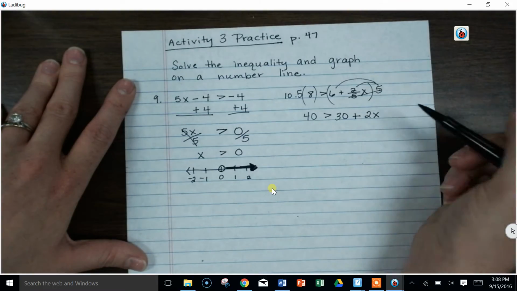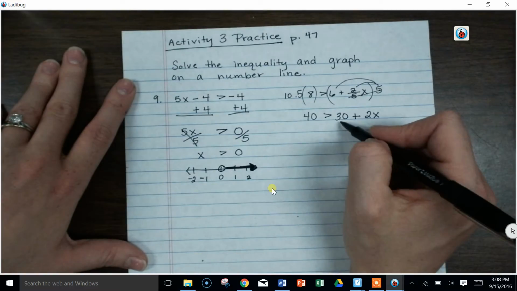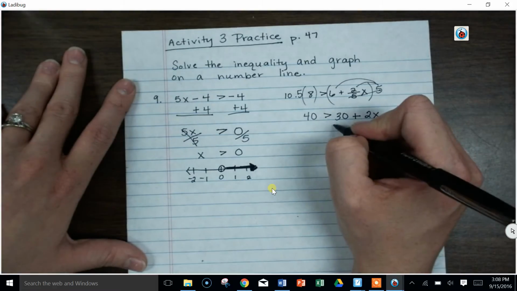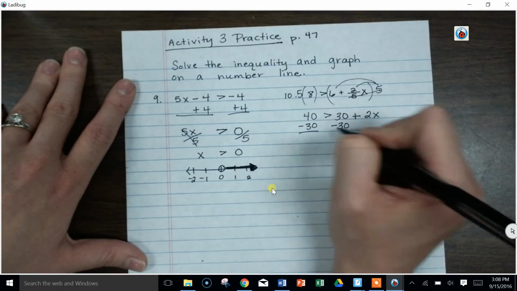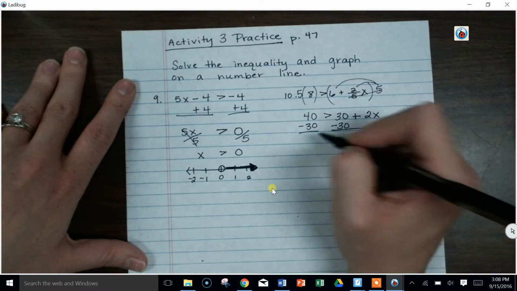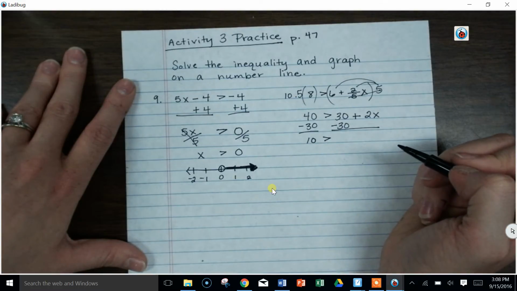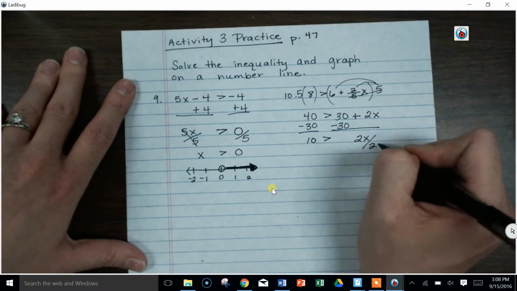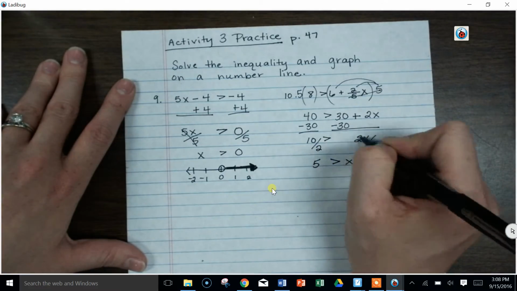I want to add or subtract the number that's being added or subtracted to x, so that's this 30 here. It's on the same side as my variable. That's the one I want to move, so I'm going to do the opposite and subtract. 40 minus 30 is 10. Keep the inequality. 30 minus 30 is 0. I'm going to bring down the positive 2x. Next, divide both sides by 2. 5 is greater than x.